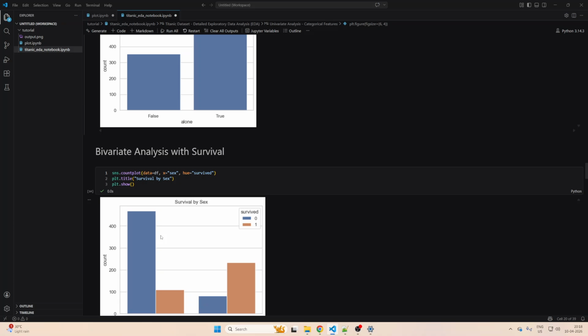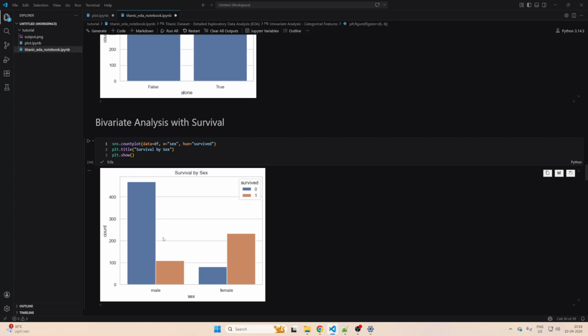Now we'll move to bivariate analysis. We'll compare how many people survived in each sex. So among males, most of the people have died, only a few survived. Female, it's the opposite case. More females have survived and fewer females passed away. This shows that they were following the women and children first protocol.